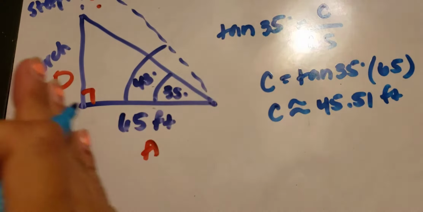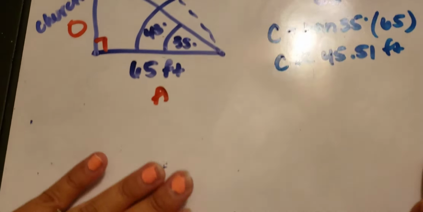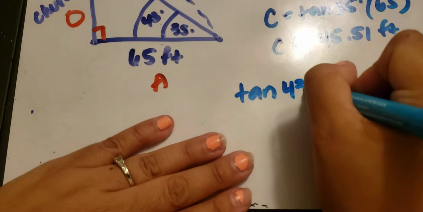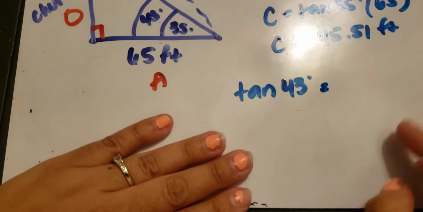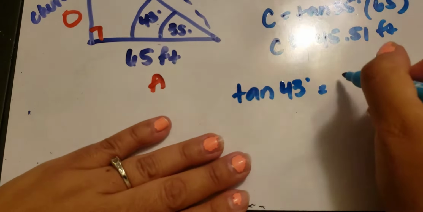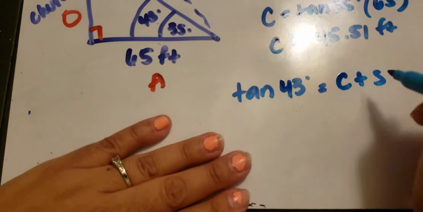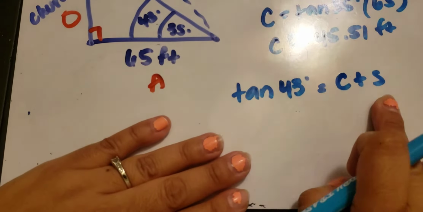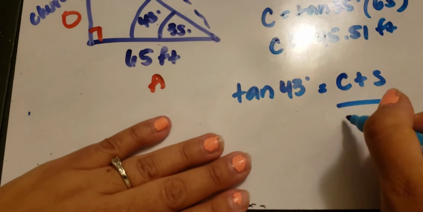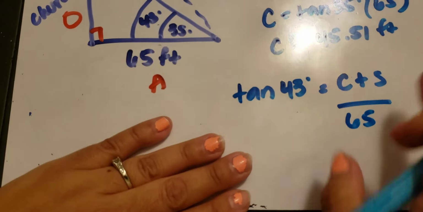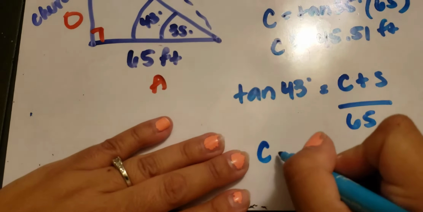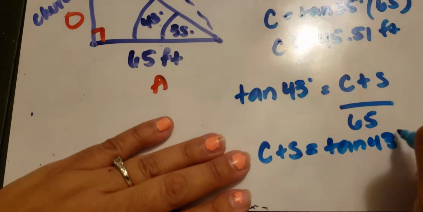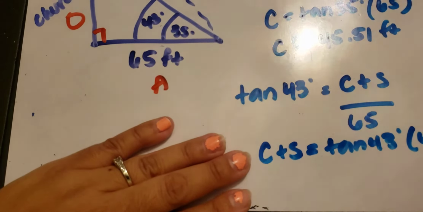So we're still using opposite and adjacent. So here we go. Now it's going to be tangent, and now we're going to be using the 43 degrees. And then opposite this time is going to be the church plus the steeple. So I'm going to use these letters, C for church, S for steeple, over adjacent, which is 65. So cross multiply, and I should get church plus steeple equals tangent of 43 times 65.